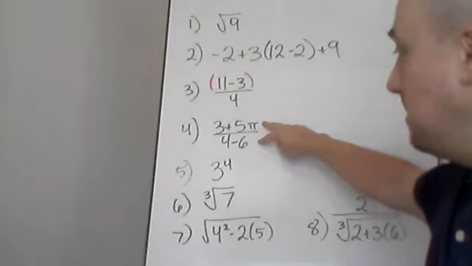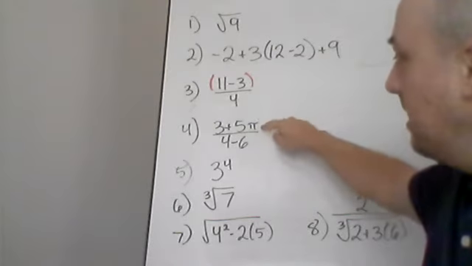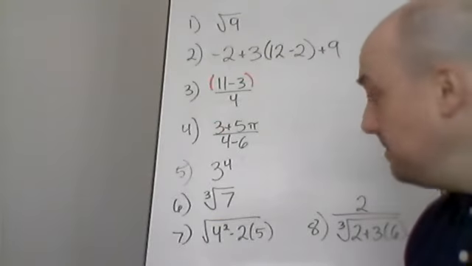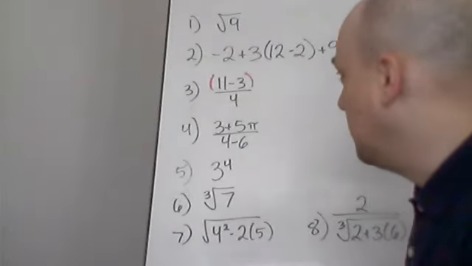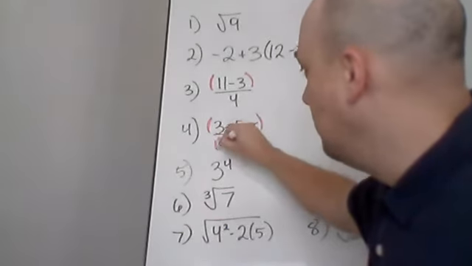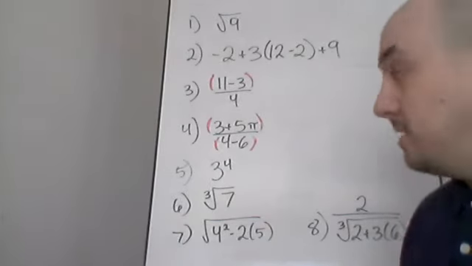The next one here, 3 plus 5 pi divided by 4 minus 6. Once again, we have a fraction here. This time we have addition and subtraction in both the numerator and denominator, which means when we type it in, we have to put parentheses around the entire numerator, and we have to put parentheses around the entire denominator. So this is going to have to be in parentheses, and then that's going to have to be in parentheses. Otherwise, our calculator is not going to give us the answer that we need.